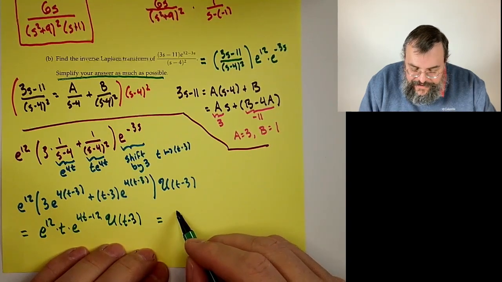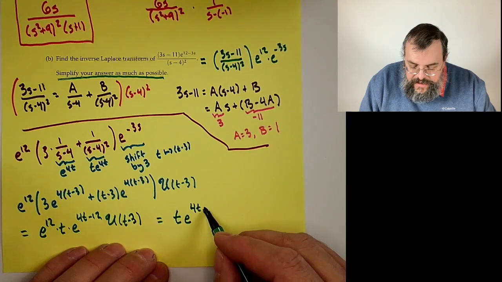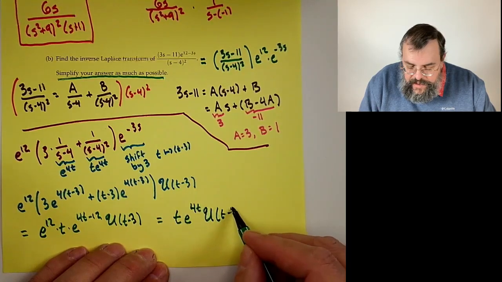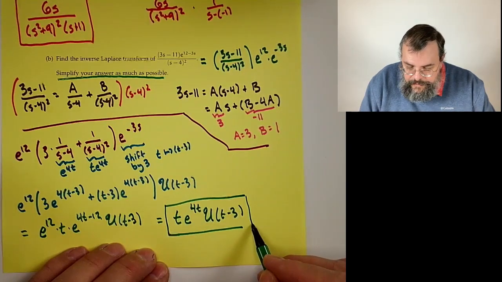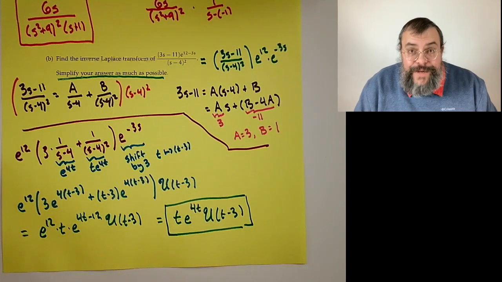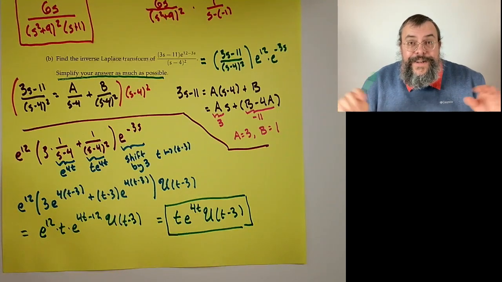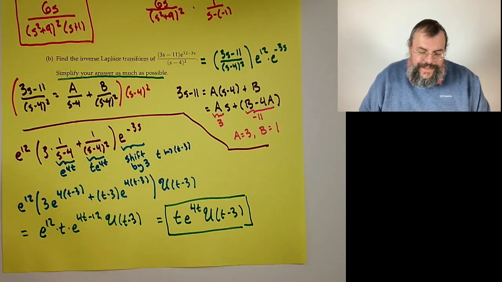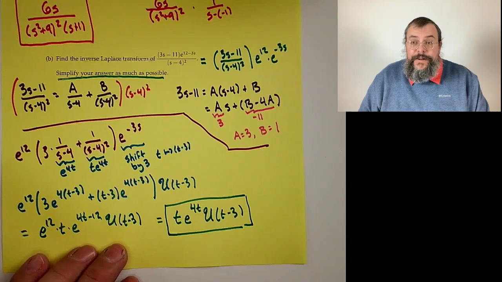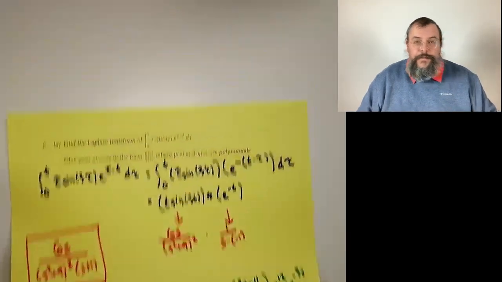So we have just t, e to the 4t, and u of t minus 3. And that is very simple. We couldn't hope to get much simpler than that. And so, we're done. Beautiful, beautiful. All right. Well, that's number 6. Moving right along, which brings us to number 7.